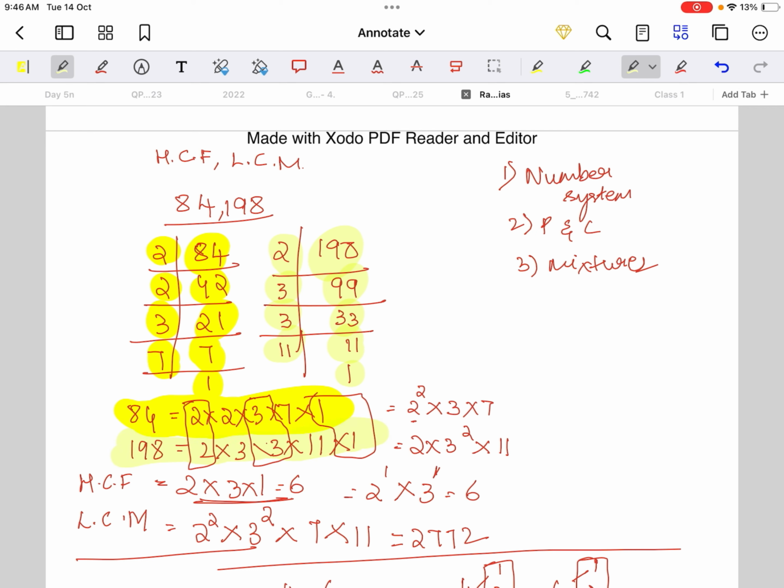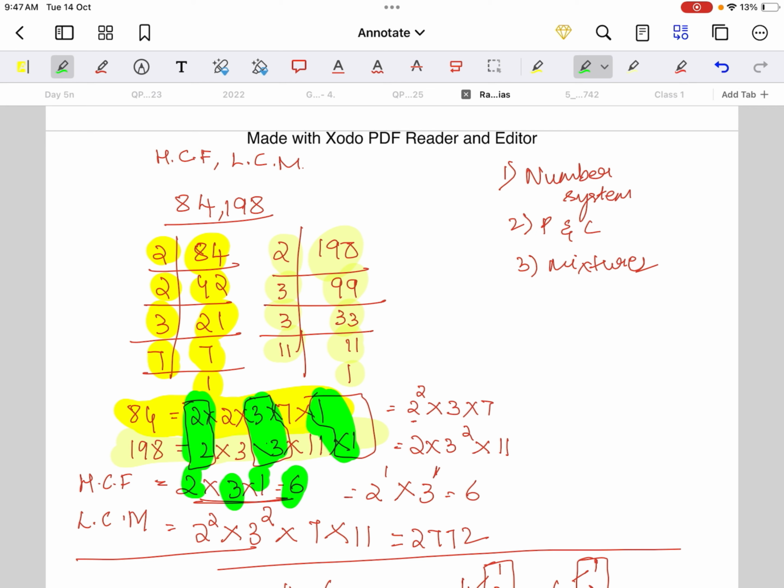Now what we need to do is find the common factors, right? What were the things which were common for both? Between 84 and 198, this 2 and this 2 are common. There's one more 2 here, but there is no other 2 there. There is 3 and 3 which are common, and 1 and 1 are common. So the highest common factor is the multiplication of 2 into 3 into 1, which is 6.